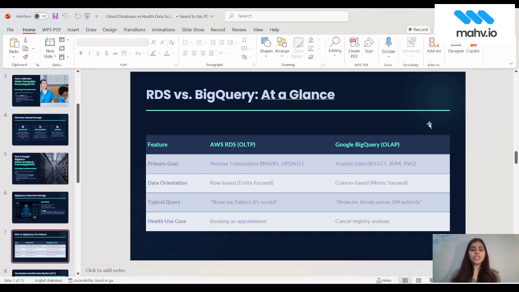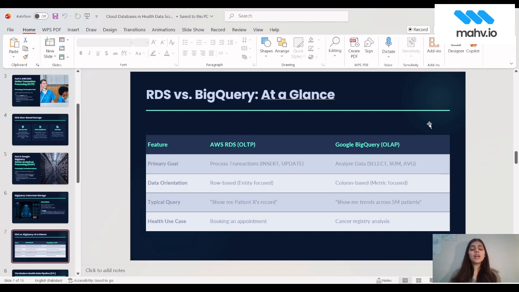We have RDS versus BigQuery, an exam favorite kind of question, the comparison questions. If you take a glance at it, the primary goal of AWS RDS is to process transactions. For Google BigQuery, you're analyzing the data because you're taking averages and talking about sums. If I talk about the data orientation, AWS has row-based data, and in Google BigQuery we're taking a column-based database.